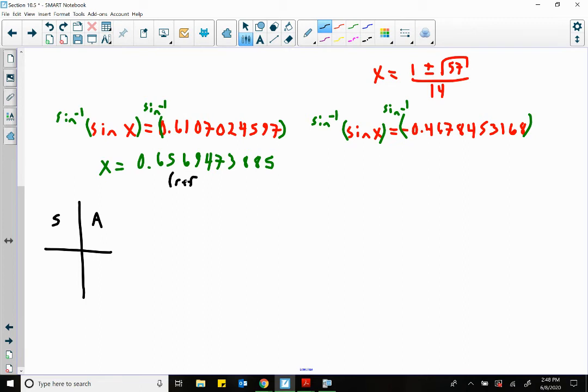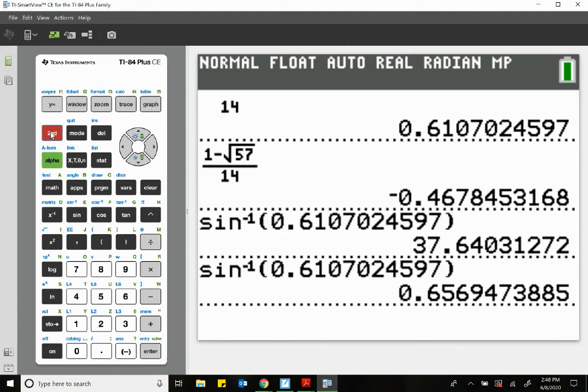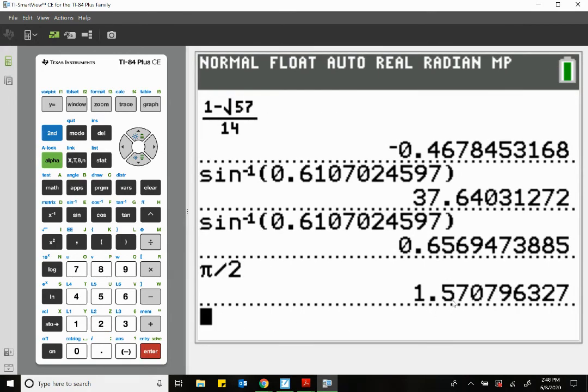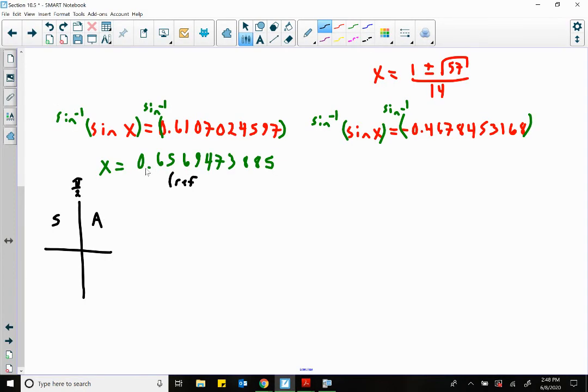How do I know that? Because this number is smaller than pi over 2. If you take pi divided by 2 in your calculator, this is how you're going to know that it's the quadrant 1 and not the quadrant 2 answer. Pi over 2 is 1.57. If I go back to this, 0.65 is less than 1.57. So that means this number right here is over in quadrant 1.